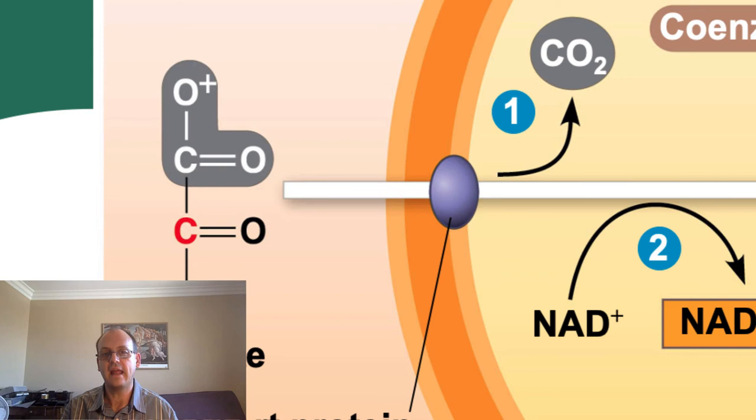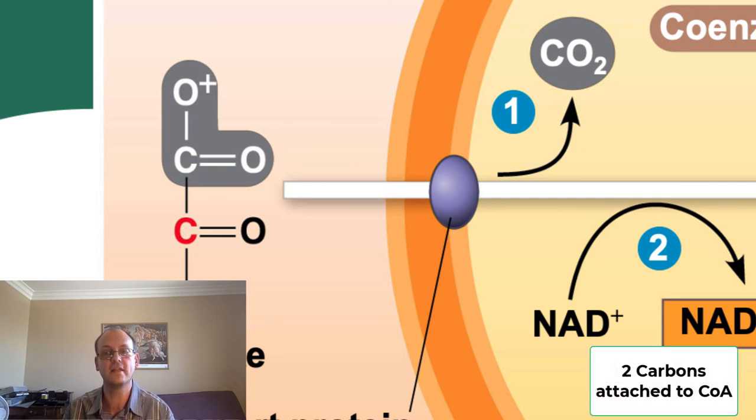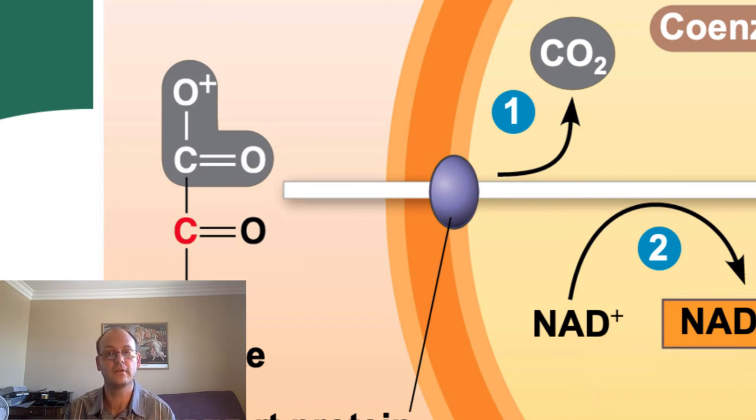So, the pyruvate enters the matrix of the mitochondria and in 3 steps is oxidized to acetyl-CoA. In the process, a molecule of carbon dioxide is lost, and the 3-carbon pyruvate is turned into a 2-carbon molecule attached to coenzyme A. A molecule of NADH is also formed. Again, remember that NADH is a high energy electron carrier. The resulting molecule is attached to coenzyme A to form acetyl-CoA.